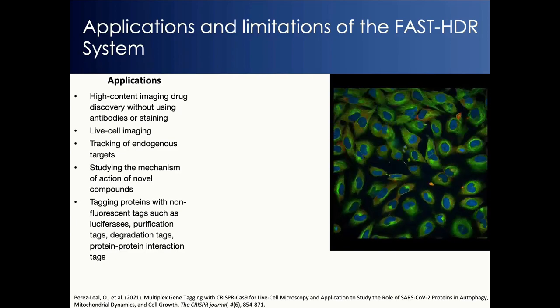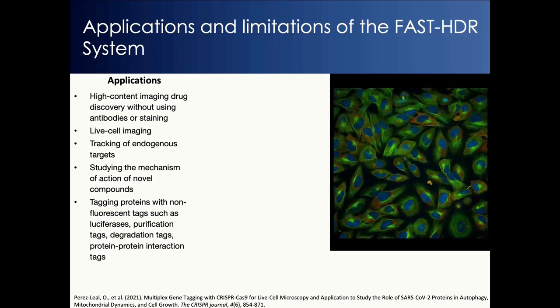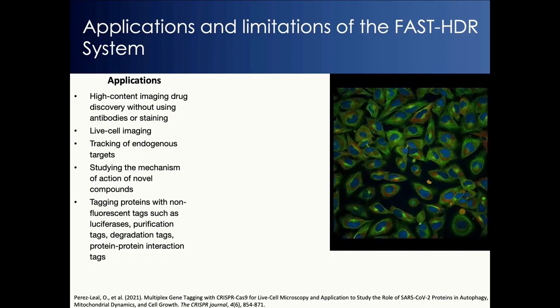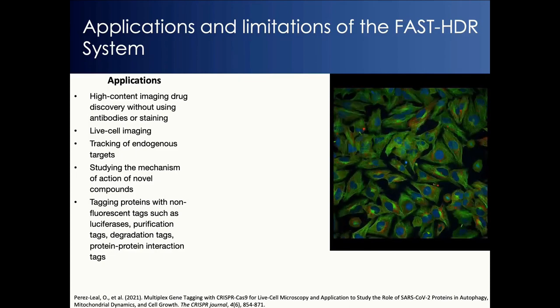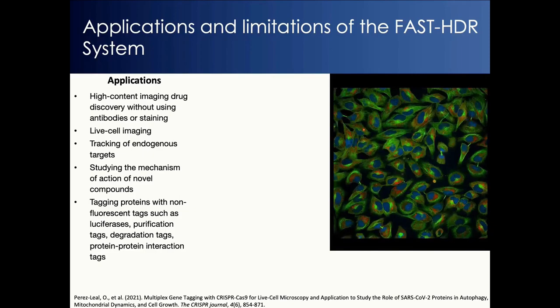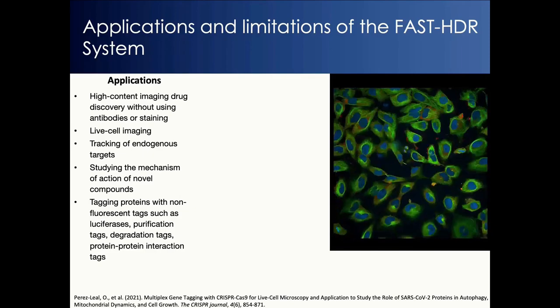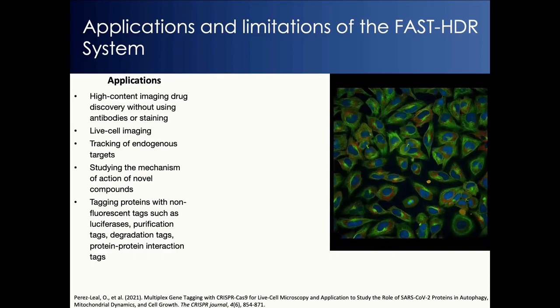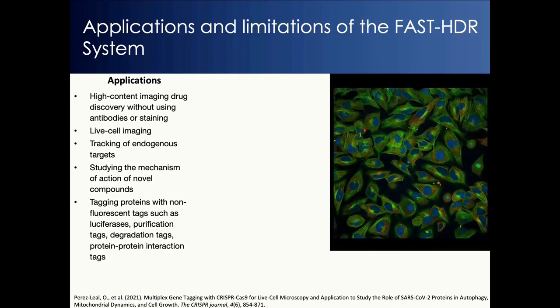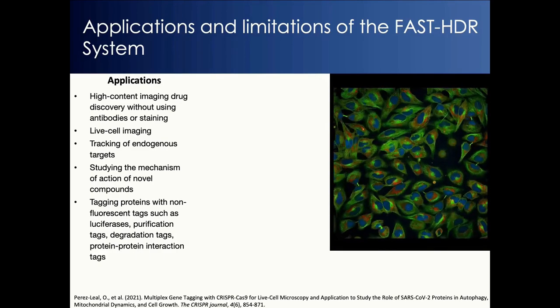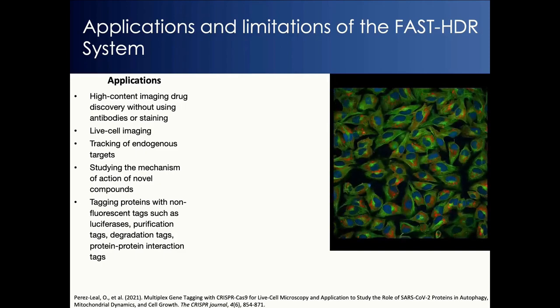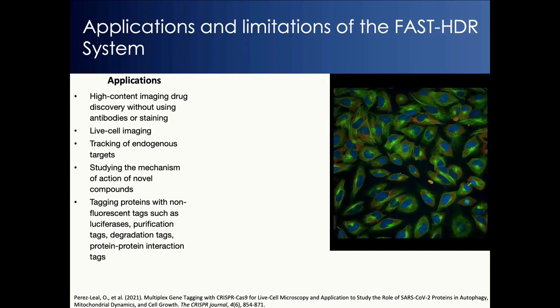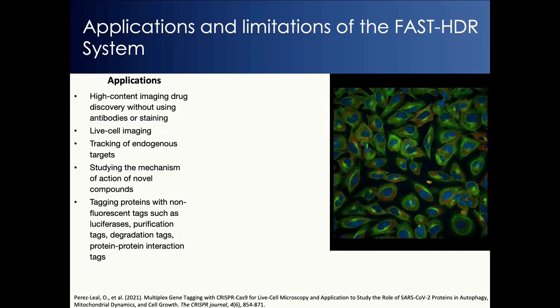And in this presentation, we only show you cell models that have been built with fluorescent proteins, but we have created other models using other tags such as luciferases, different purification tags, degradation tags, and tags that are used for studying protein-protein interactions. So the FAST-HDR system allows us to put any type of protein tag into cells of interest.